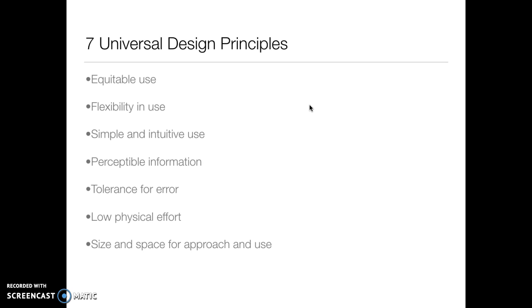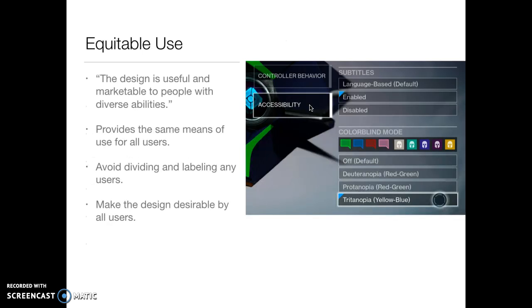I have a list of the 7 universal design principles that I will be going through more in depth throughout this slideshow. So the first is equitable use. The design is useful and marketable to people with diverse abilities. It provides the same means of use for all users, and we're also supposed to avoid dividing and labeling any users. And making the design desirable to all users is very important.